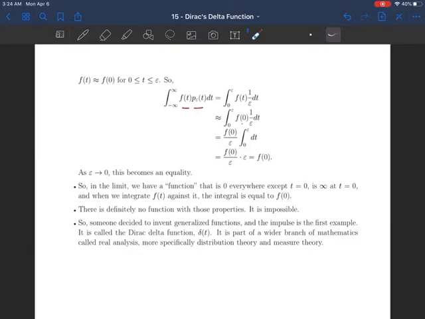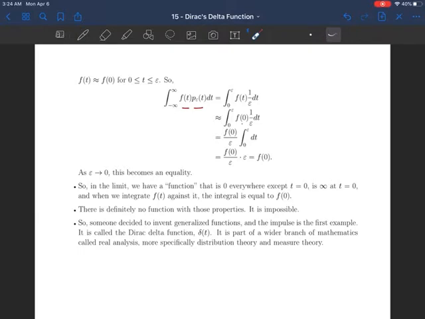I got bad news for you, folks. There is no function like this. That's just not a function. But someone came up with the idea of what are called generalized functions. And this impulse is the first example of one. The limit function of p epsilon of t is what's called the Dirac delta function, denoted delta of t.